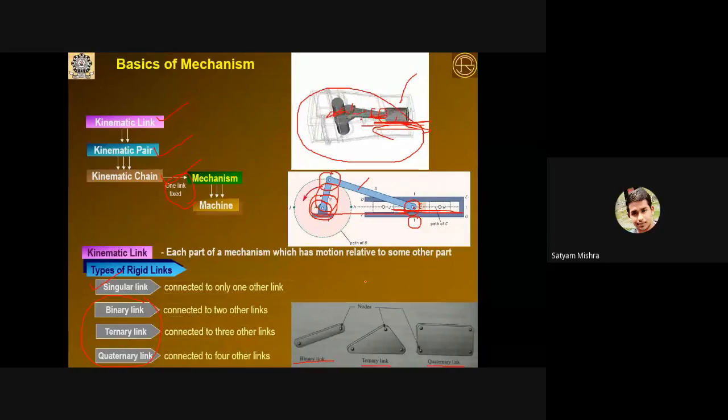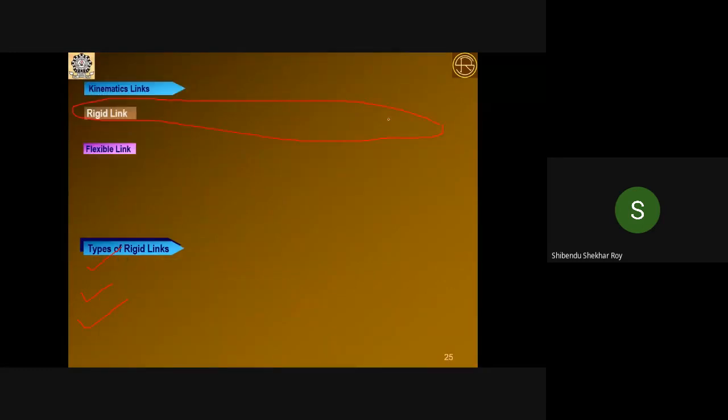And remember, this is called the closed kinematic chain. Please be muted. Now here all links are binary, and you remember in a closed kinematic chain, all links should be at least binary or higher. There is no use of a singular link in a closed kinematic chain. Now what do you mean by closed kinematic chain? That I will tell you, just wait.